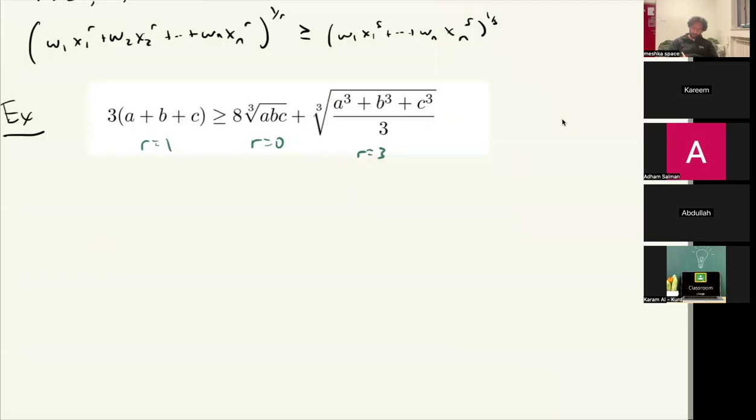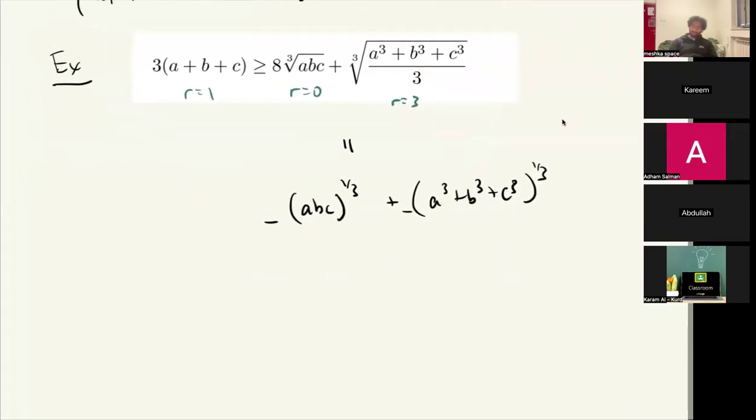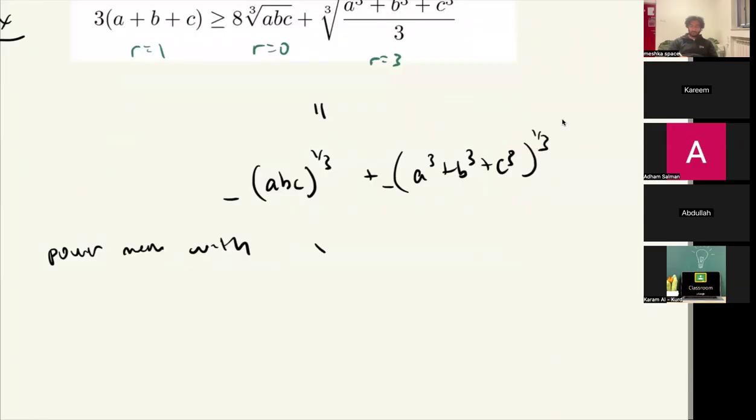I say this is equal to ABC to the 1/3 plus A cubed plus B cubed plus C cubed to the 1/3, times some constants. So it's like I'm doing a power mean with x1 equal to ABC and x2 equal to A cubed plus B cubed plus C cubed.